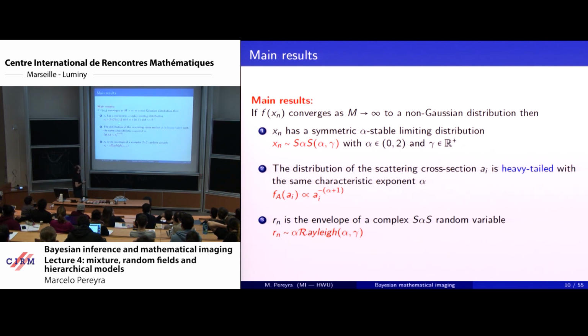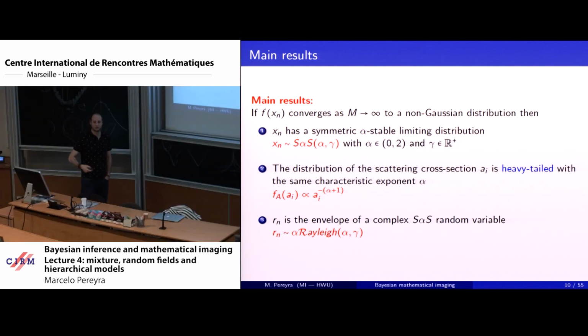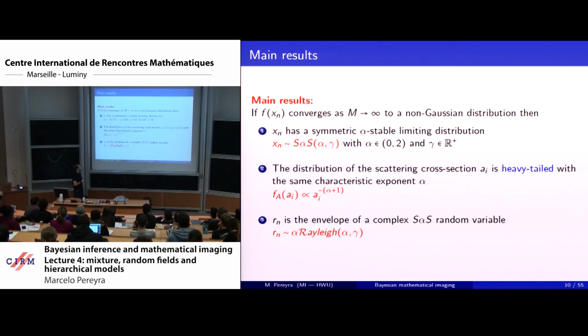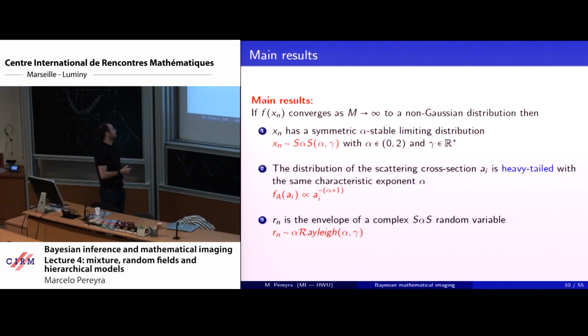The first result is, well, if it has non-Gaussian distributions, then we know from the probability literature that it has to be an alpha stable limiting distribution. So that's the class that includes the Gaussian. Because our signals are zero mean, it has to be what we call a symmetric alpha stable distribution. So if it is converging because there is a central limit, but it's not the Gaussian central limit theorem, then it has to be a symmetric alpha stable. And it has a parameter alpha that goes between 0 and 2. When alpha is equal to 2, it's Gaussian. If it's more than 2, it's not Gaussian. And gamma just controls the scale or the power of the signal, if you want.